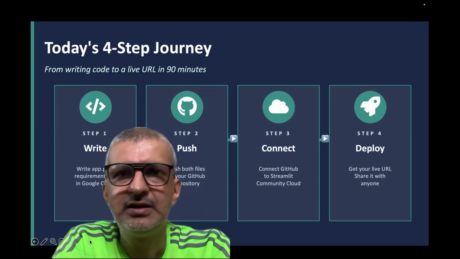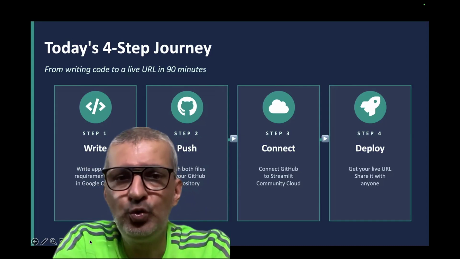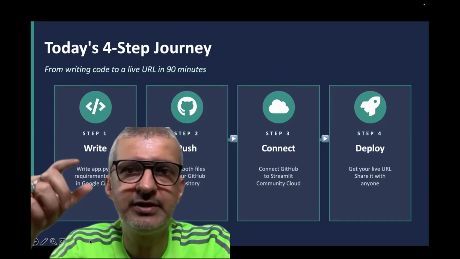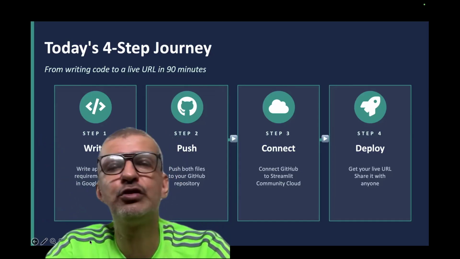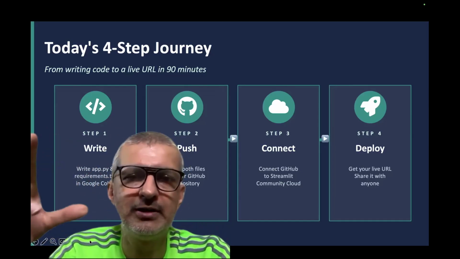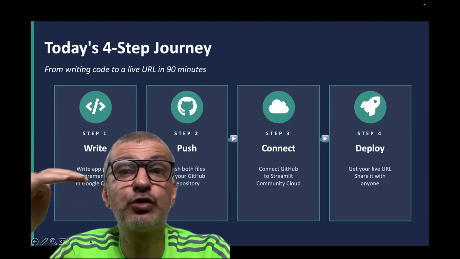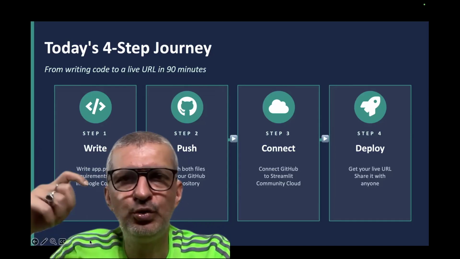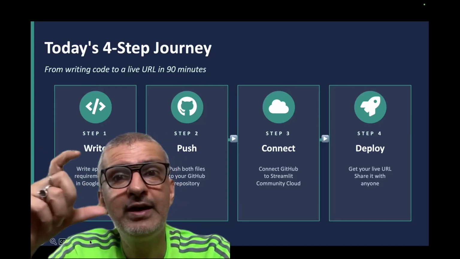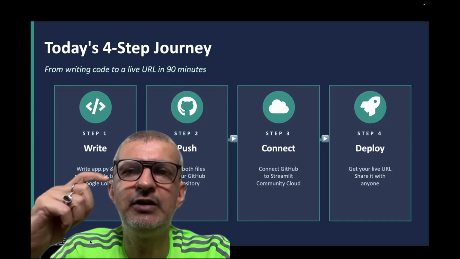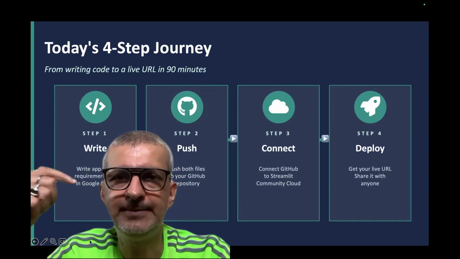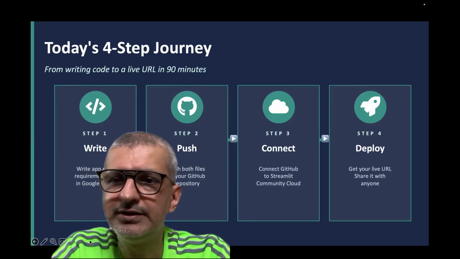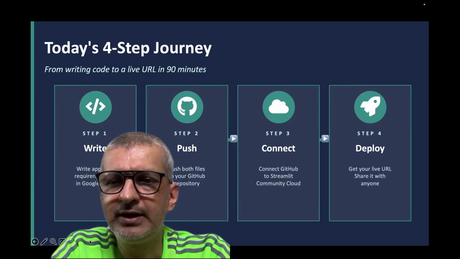Once you write, the notebook is already written, then you go to step 2, which is to push your code to a GitHub repository. What is GitHub? GitHub is a repository where all the code resides. You can also use GitHub to create a website through GitHub Pages, but right now we're only talking about putting your code there. And third, you will connect this GitHub repository, which has all the code, to Streamlit Community Cloud, where the app will be. And the link will be the Streamlit link, which you will share with the public, with your friends, whoever wants to look at that particular app. And 4th is deploy. Get your live URL, share it with anyone.